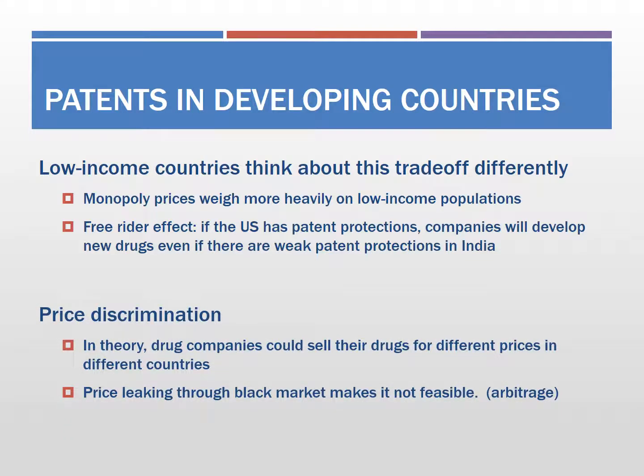And sometimes economists believe, given an international market setting like this one, where the developed countries are willing to pay a high price and the developing countries can only afford to pay a very, very low price, in theory the pharmaceutical company can price discriminate between different countries, just like how they discriminate between different groups of consumers in the market, as you learned in your principles of microeconomics.